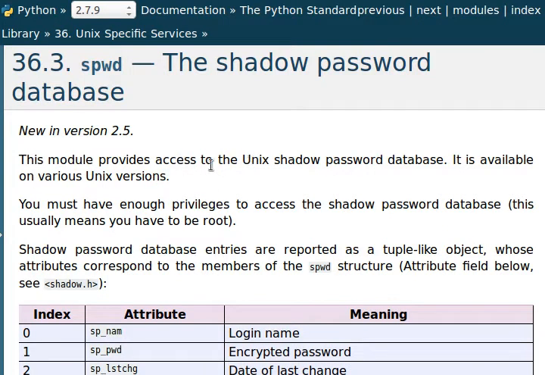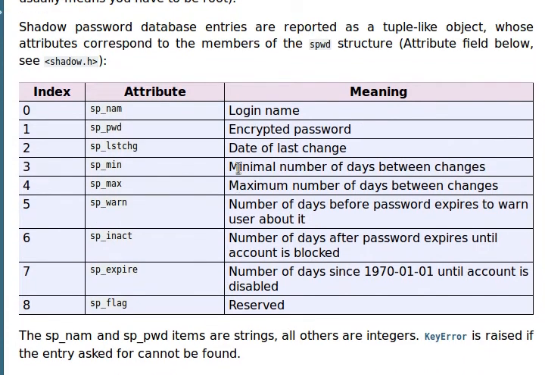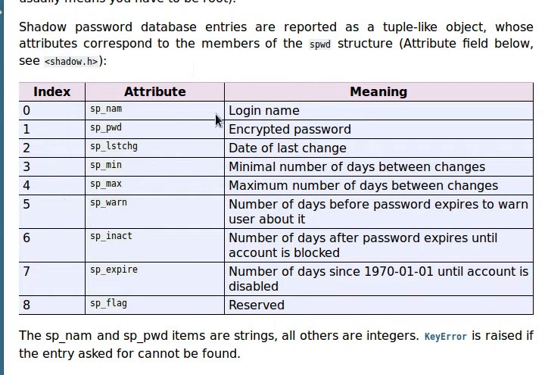Again, this module provides access to the Unix shadow password database. It's available on all Unix versions, and it looks like it has the same functionality as the PWD module. It still returns things from the password database as tuple-like objects, which has attributes and indexes that refer to the username, the password, of course, which hopefully will be encrypted and actually visible this time around, the date of the last change, days between changes, and more stuff regarding the password. So hopefully we'll get a little bit closer to understanding these passwords and being able to manipulate them the way we want to.